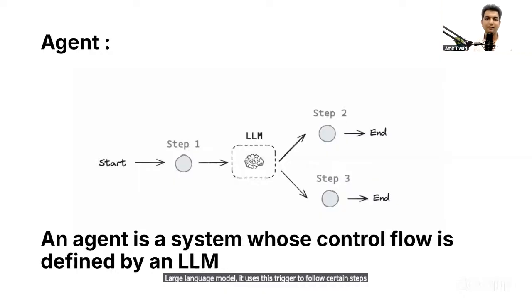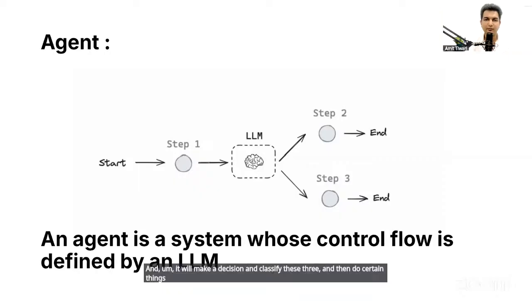So let's say that if the review is positive, it will follow a certain step. If the review is negative, it will follow a certain step. And if the review is neutral, it will follow a certain step, right? It will make a decision and classify these three, and then do certain things, whatever we want on each step.